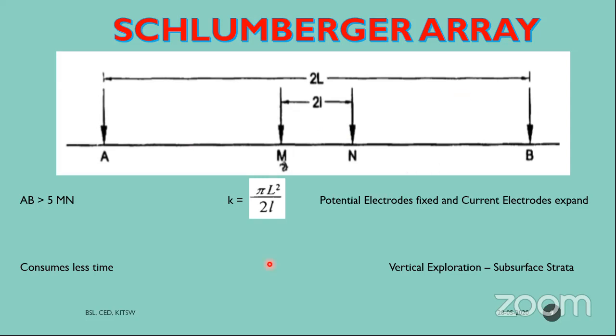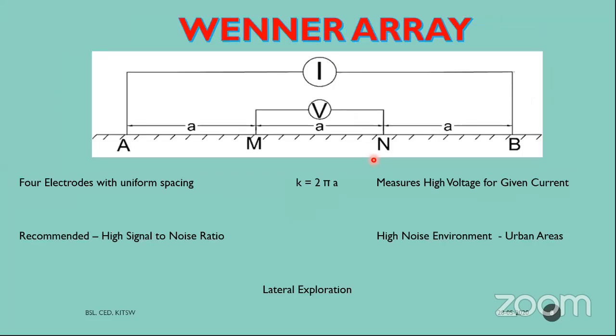This method is used for vertical exploration, that is, going deep into the ground, deep into the soil. Wenner array is lateral exploration, Schlumberger is vertical exploration. Many geotechnical investigations recommend the Schlumberger method because it consumes less time. Moreover, the second reason is that M and N are fixed for some time and AB goes on changing. But in the Wenner array, to maintain constant spacing, if AB is shifted outward, then M and N also should be shifted outward to maintain the same spacing.